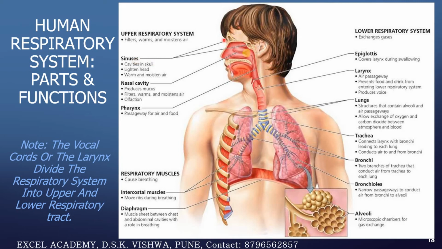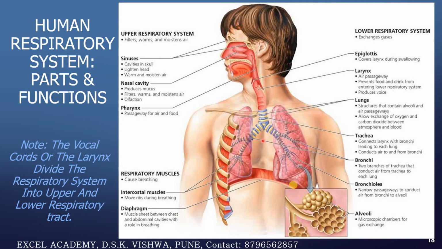Then sinuses. These are the two sinuses, cavities in the skull. They lighten the head, and warm and moisten the air. This is the basic function of the upper respiratory system. Then the lower respiratory system, whose main function is exchange of gases. Epiglottis covers the larynx during swallowing. The larynx is an air passageway. It prevents food and drink from entering into the lower respiratory system. It produces voice.